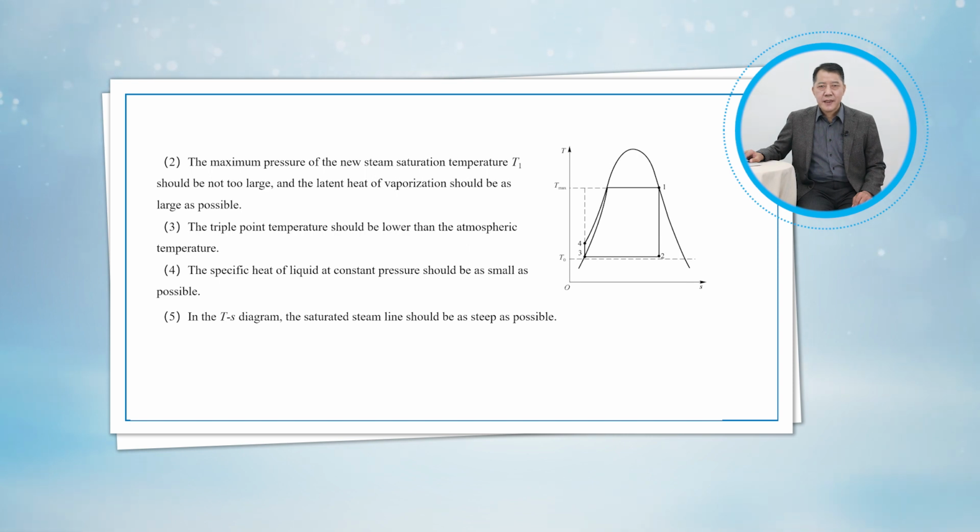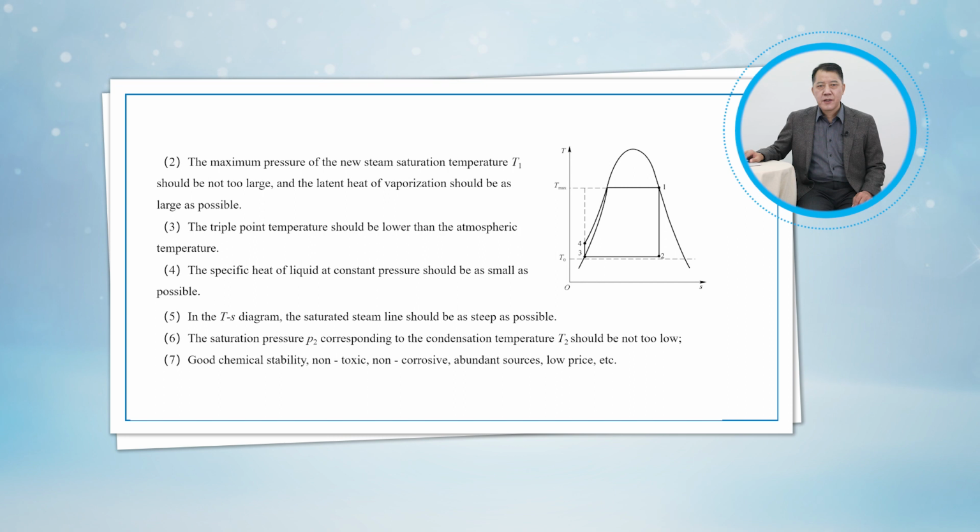5. In the T-S diagram, the saturated steam line should be as steep as possible. 6. The saturation pressure P2 corresponding to the condensation temperature T2 should be not too low. 7. Good chemical stability, non-toxic, non-corrosive, abundant sources, low prices, etc.